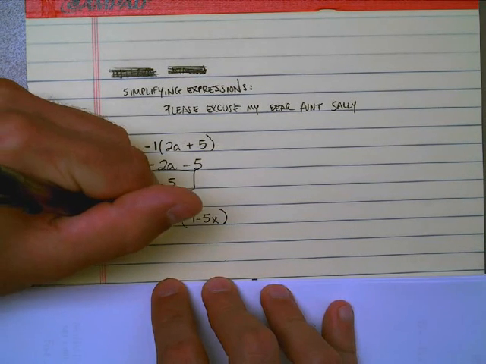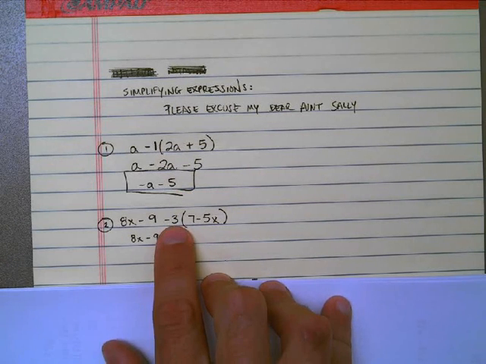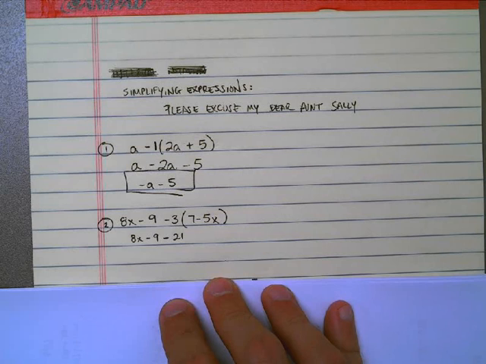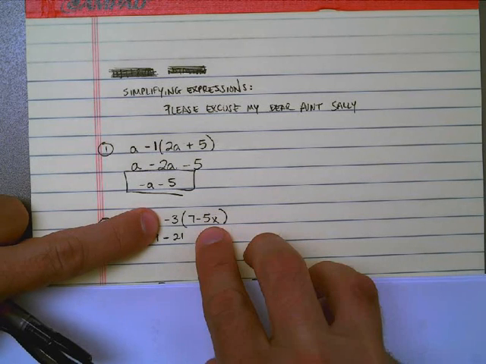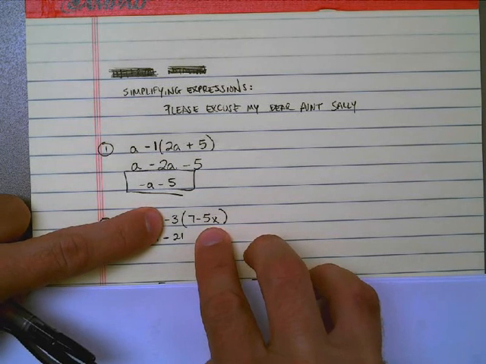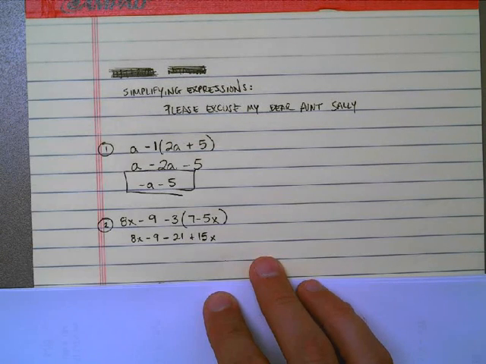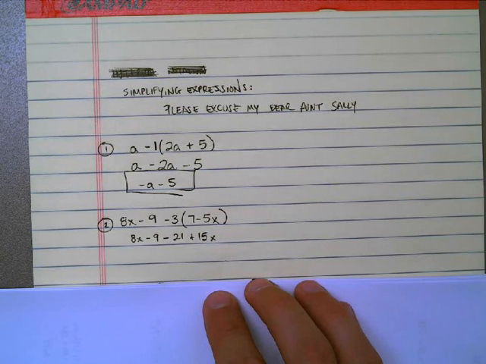I have 8x minus 9. And now I'm going to distribute the negative 3. So negative 3 times 7 is negative 21. Negative 3 times a negative 5x, a negative times a negative gives me a positive 15x. So now I've gotten rid of all the parentheses.